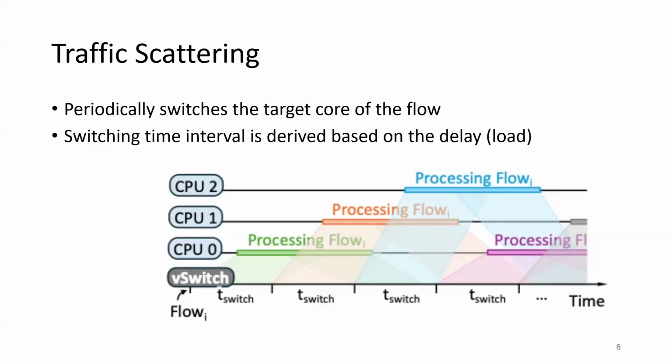The switching interval is dynamically adjusted according to processing delay. Therefore, PowerFlow can distribute load across cores while avoiding excessive concurrency on the same flow.